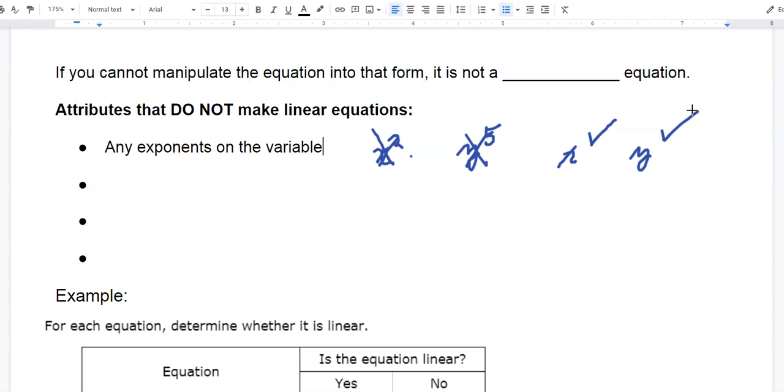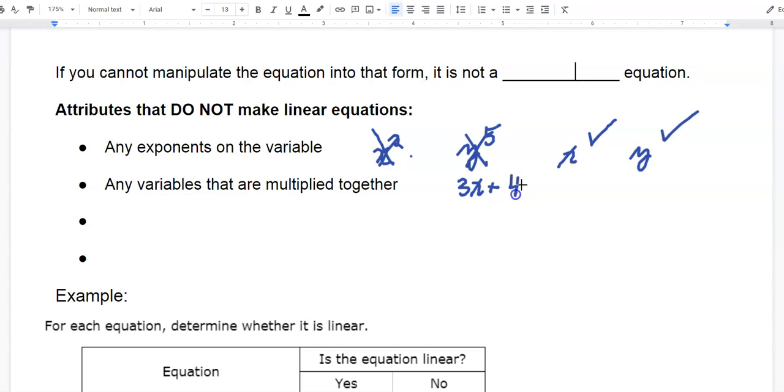The next attribute in an equation that would make it nonlinear would be any variables that are multiplied together. So if you're coming along here and you had 3x plus 4xy, something like that, equals 7. This xy term, can't have that. You can't have two variables multiplied together.